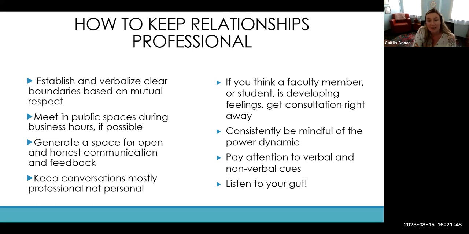It's important to try and keep conversations mostly professional and not personal, and definitely not in a sexual nature. If you think that a faculty member or a student is developing feelings, consult with someone right away. Be mindful of the power dynamic and differential at all times. Pay close attention to verbal and nonverbal cues, and ultimately listen to your gut. Our gut feeling gives us some really helpful information, even when we're not really certain where that information might be coming from.